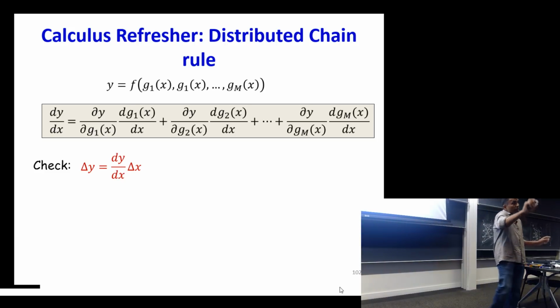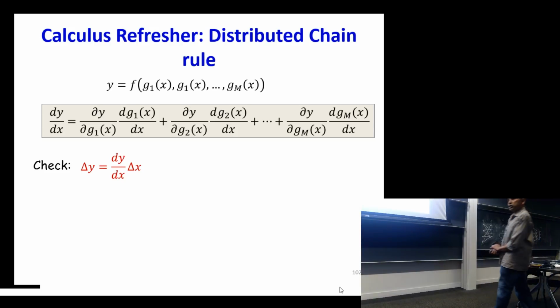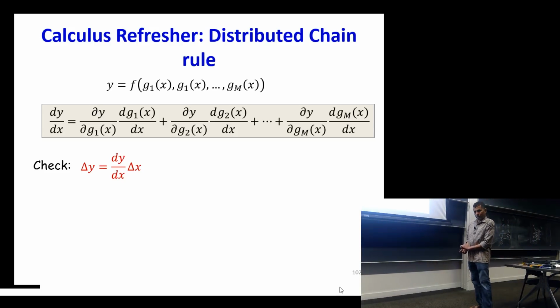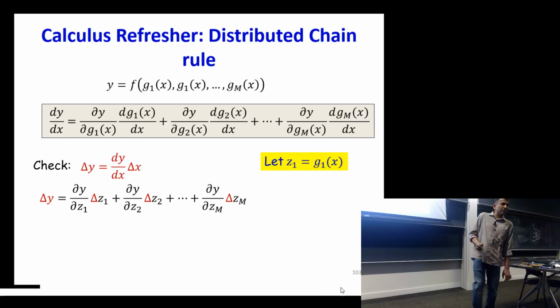y is a function of many g's, right? And each of these g's is in turn a function of x. The claim here is the derivative of y with respect to x is dy over dg1 times dg1 over dx plus dy over dg. This should have been g2. I keep making this mistake.